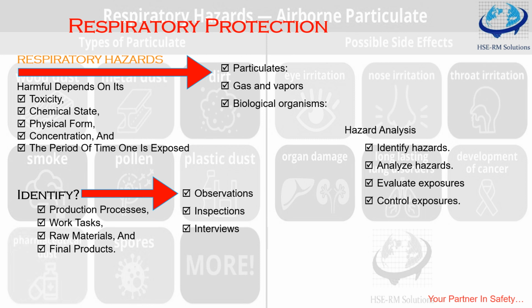So now the second most important type of respiratory hazard is gas and vapor. Now gases can spread freely in air. Vapors are the gaseous state of substances that are liquid or solid at room temperature. Now gases and vapors are classified by their chemical forms. And finally, the biological organisms. These include bacteria, viruses, fungi, and other living organisms that can cause respiratory infections.